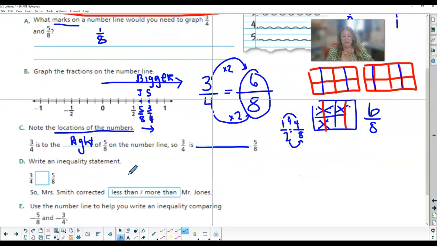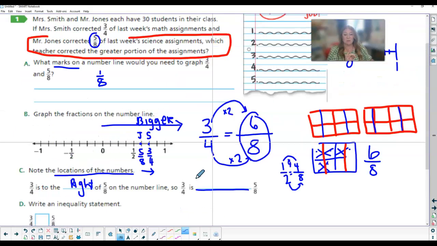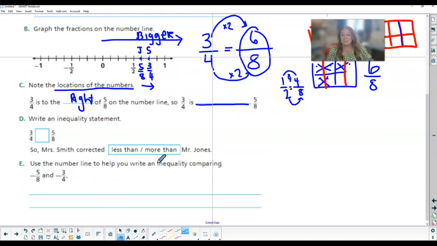Now we're going to compare. So we want the bigger side to be at 3/4. It's the smaller side to 5/8. And then circle, Mrs. Smith has corrected more or less than Mr. Jones. We can see Mrs. Smith is bigger than Mr. Jones.